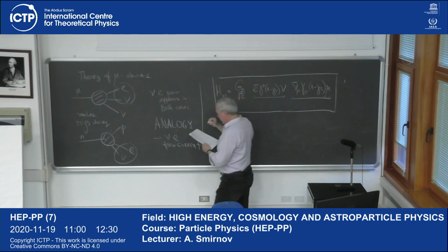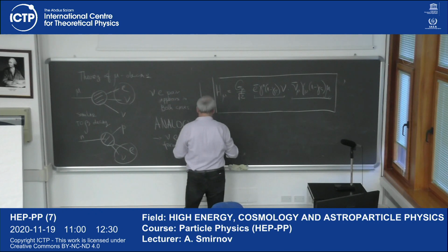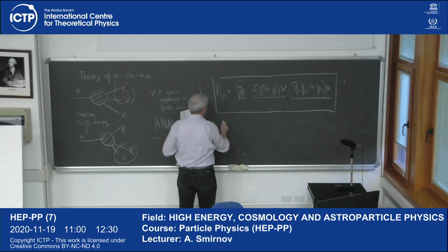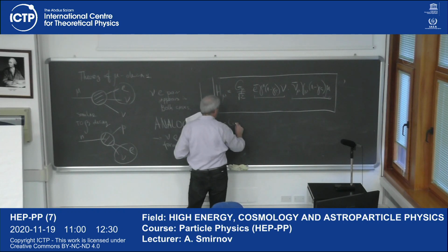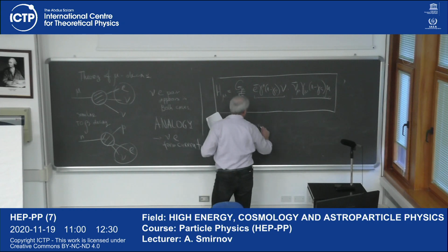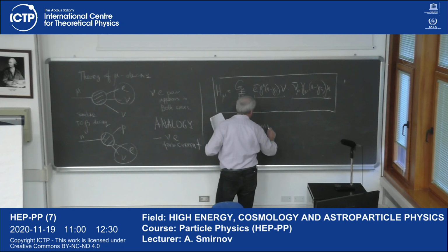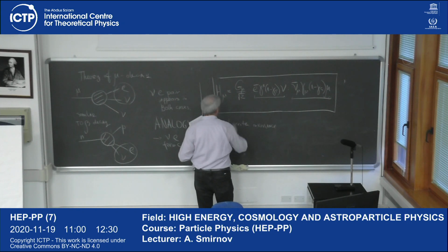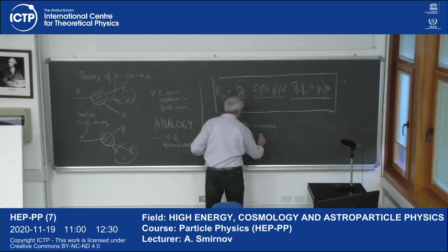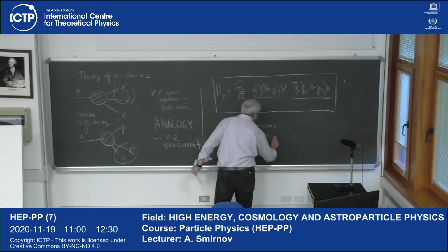So let me summarize that we have here a Hamiltonian, which has Lorentz invariance, and we have written this in a form which is analogous to beta decay.